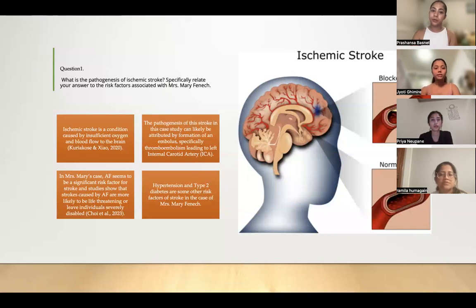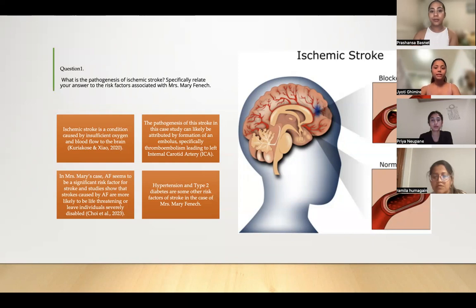Diabetes is similarly another risk factor. It can lead to the development of atherosclerosis, which involves the buildup of fatty deposits in the blood vessels. These plaques can narrow the arteries, increasing the risk of clot formation or vessel occlusion.